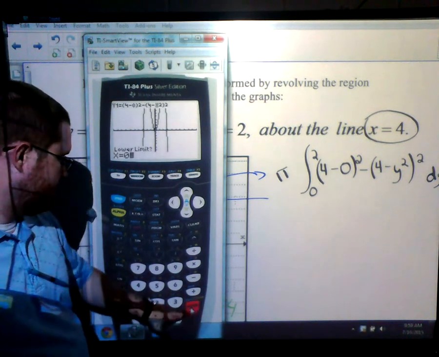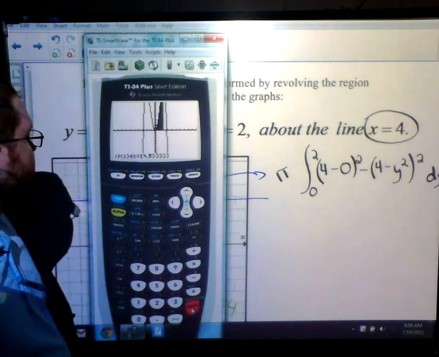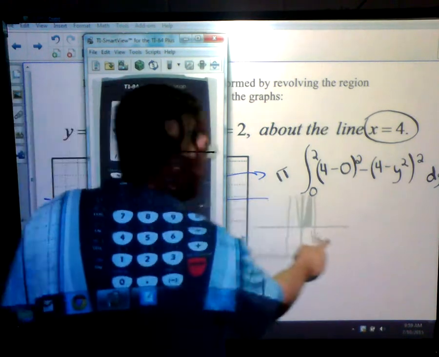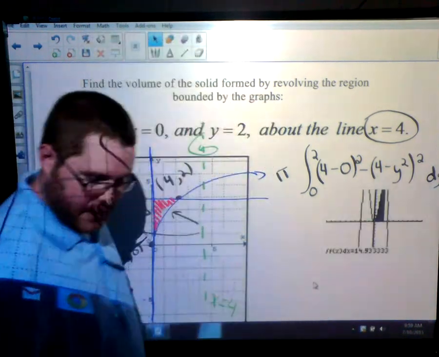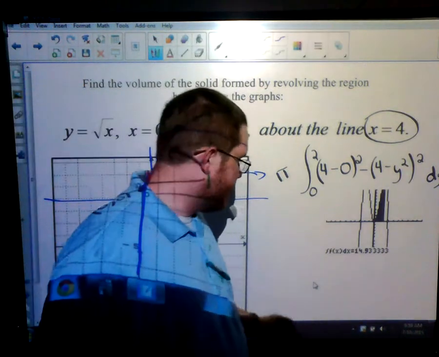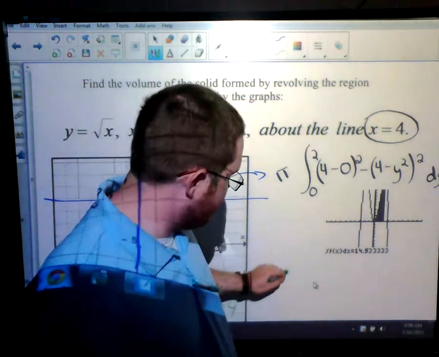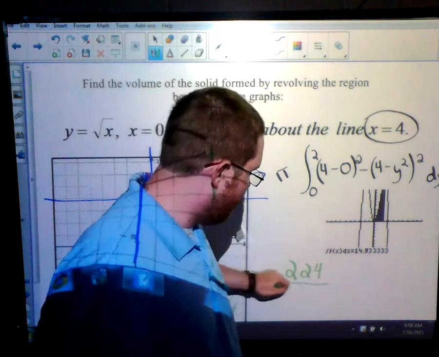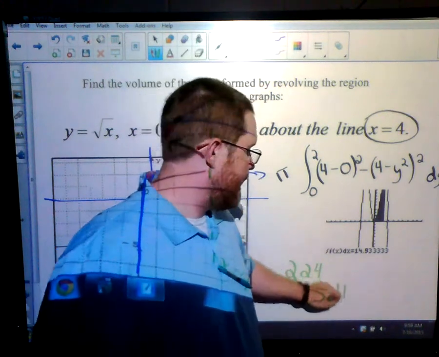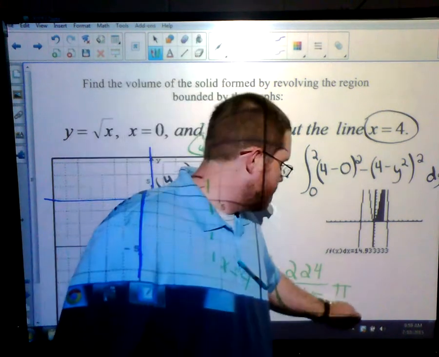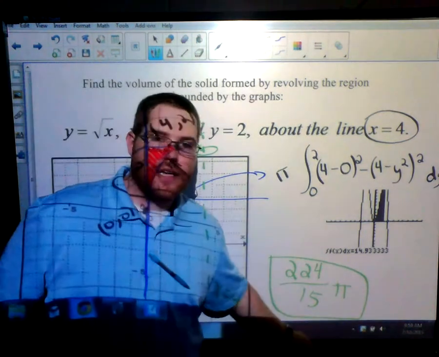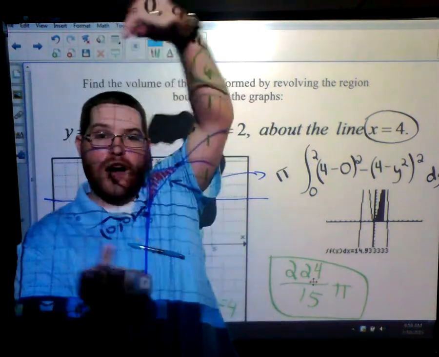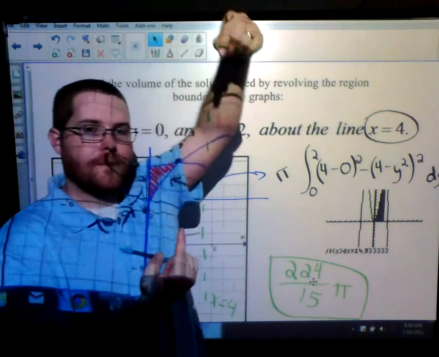From 0 to 2. And it tells me it's 14.93 repeating. And if you plug that in your calculator, you find out that 14.93 repeating is 224 over 15 pi. So that's my volume if I rotate that shape. Again, it's dy because it's this way. It's got a bottom and a top.